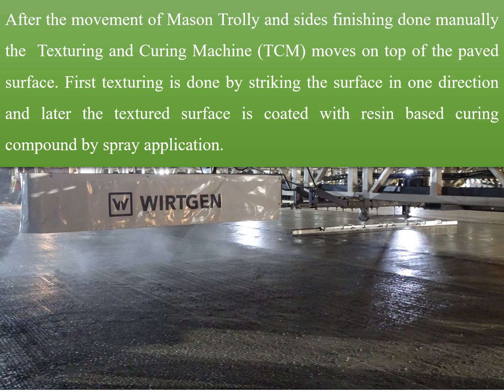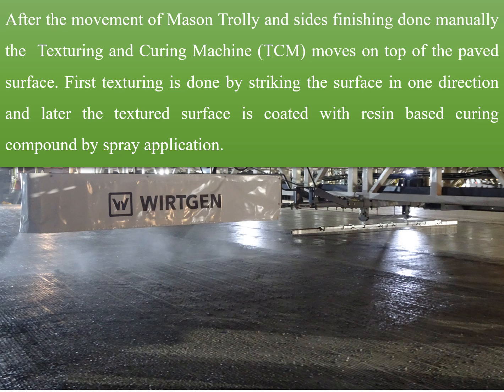So whenever this moves, first the texturing is being carried out, which marks on the surface of the concrete the required depth of texture, and then the textured surface is coated with the resin based curing compound by the application of spray as shown in the backside. So these are 2 arrangements attached to 1 unit. That's why it is called the texturing and curing machine, because first texturing is being carried out, thereafter curing is being done.